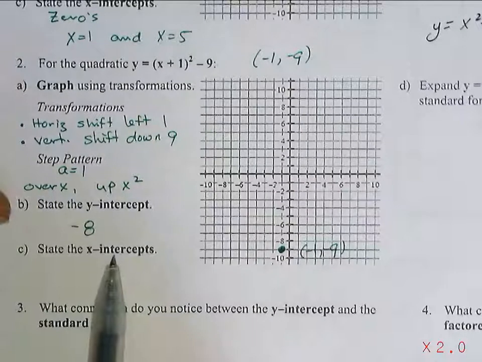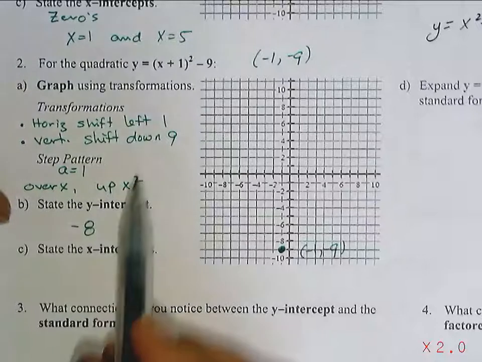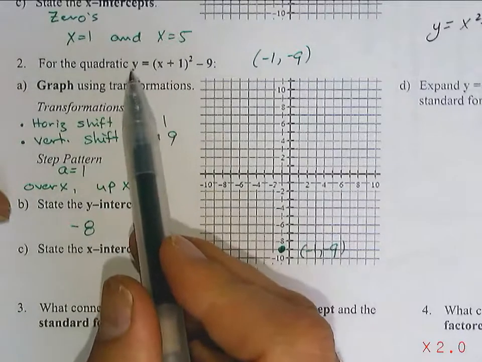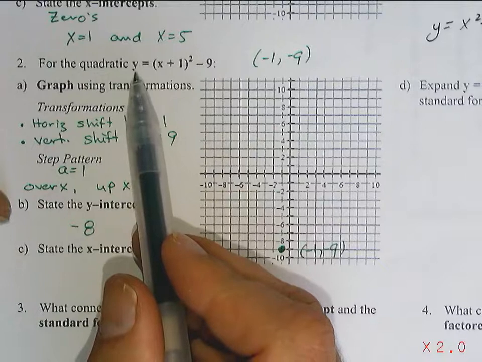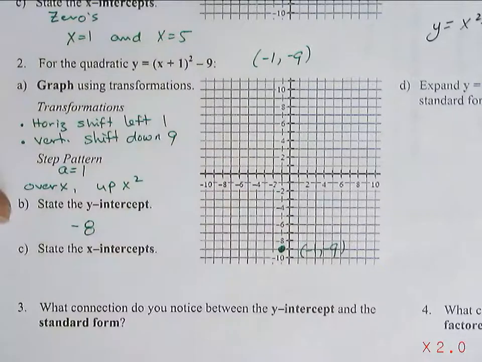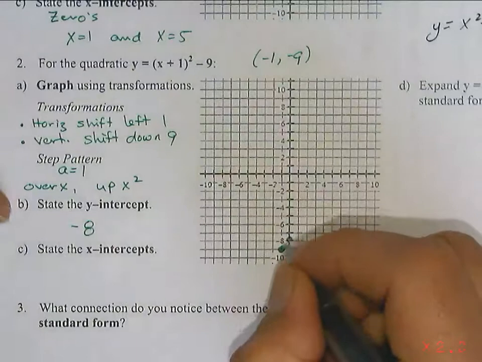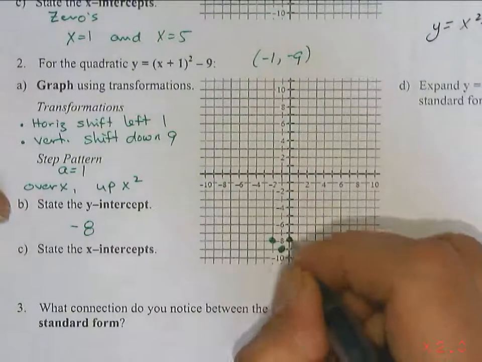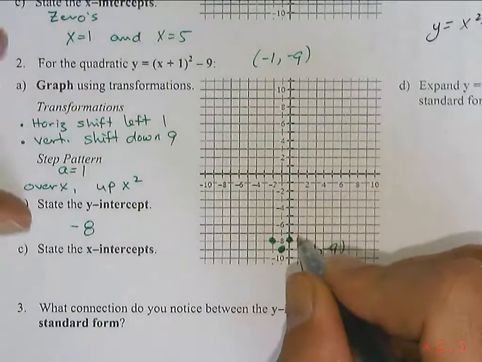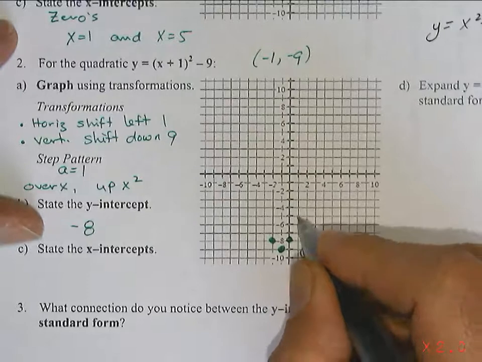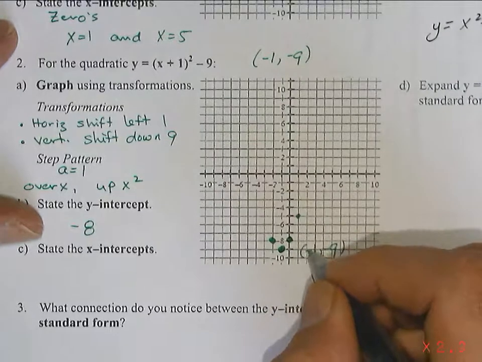Find the x-intercepts. Well, for that one, you set y equal to 0. That's hard to solve for us, so we're not going to do that. We're going to use the graph to do that one. So, over 1, up 1. Hey, hey, hey! Look what just happened. I hit my y-intercept. Move over 2, up 4. 1, 2, 3, 4. Move over 3, up 9.